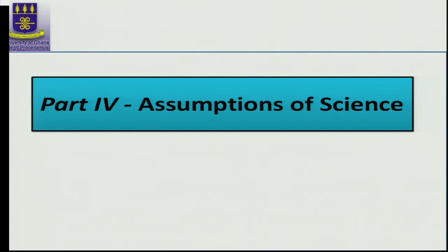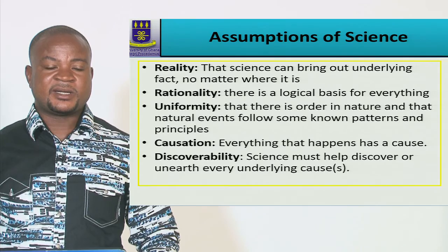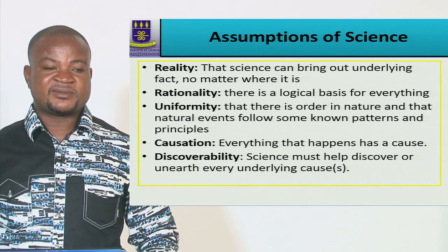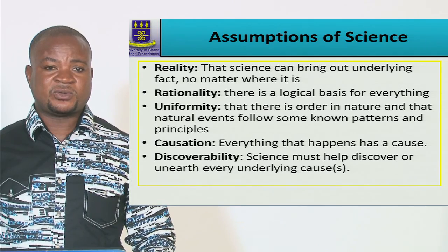Now let's look at some assumptions of science. There are some few assumptions of science that we also need to understand. One is that science believes in reality. That is, science can bring about underlying facts no matter where it is. Science believes that there are things out there that we can get hold of. Believes that whatever they are reporting is real. They are not something that they are just conjuring.